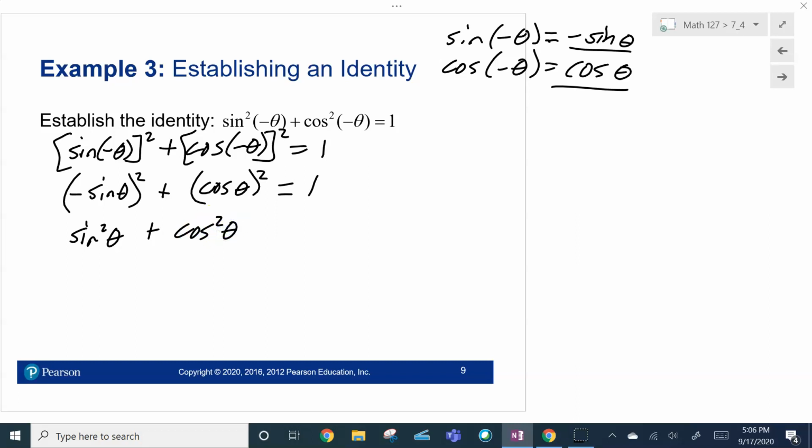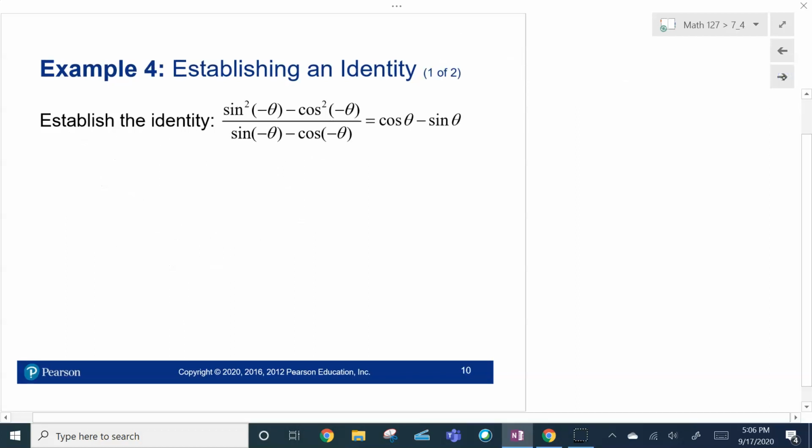Put it in the proper notation now. And we know sine squared plus cosine squared is 1. 1 equals 1. There you go. We've established the identity. So again, we worked with the left-hand side, whittled it down until we showed that it's equal to the right-hand side. You always want to work with your more complex side.